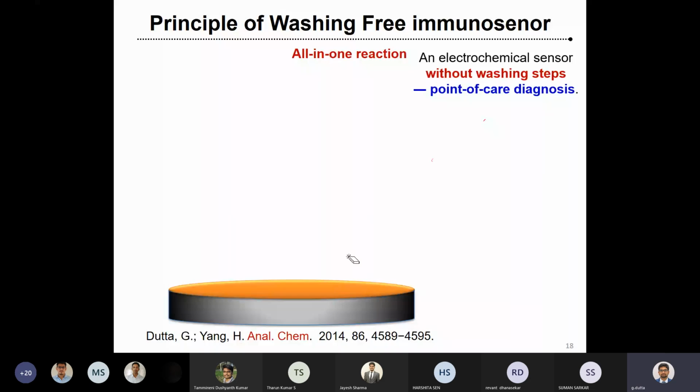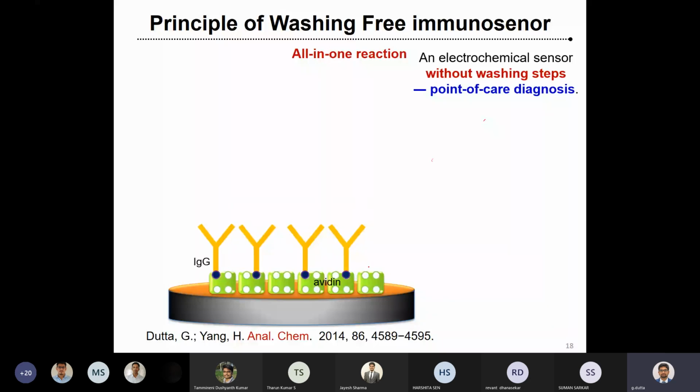Just see, this is your electrode. Then you can immobilize avidin like some kind of linker. You can do any kind of thing, just for example avidin. Then you can immobilize the primary antibody that is biotin related. So biotin and avidin have a strong interaction, so your antibody will be on the surface, right?